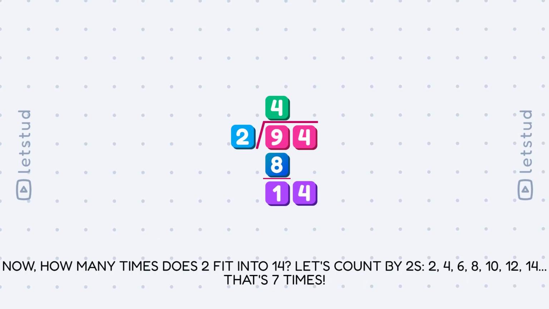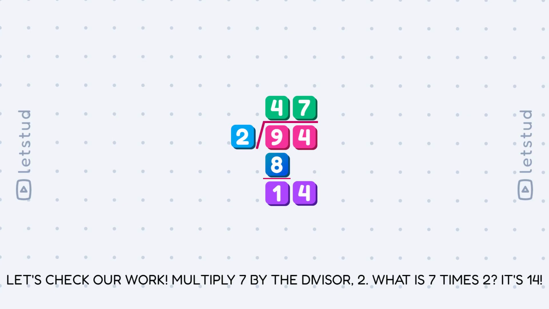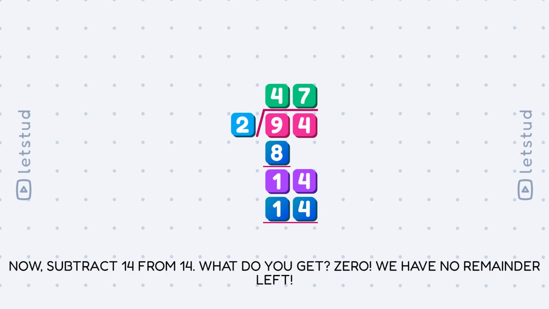Now how many times does 2 fit into 14? Let's count by 2's: 2, 4, 6, 8, 10, 12, 14. That's 7 times. Let's do our work: multiply 7 by the divisor 2. What is 7 times 2? It's 14. Now subtract 14 from 14. What do you get? 0. We have no remainder left.